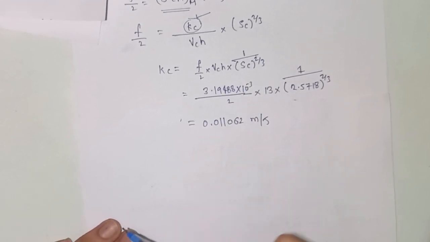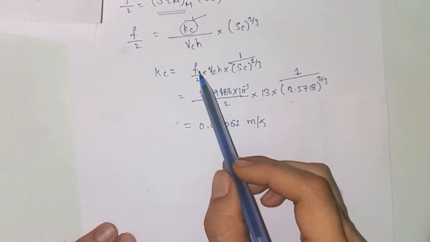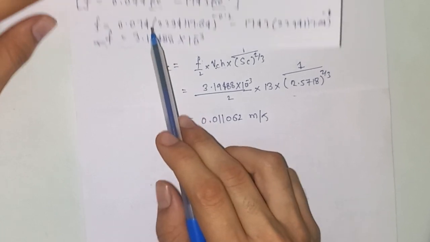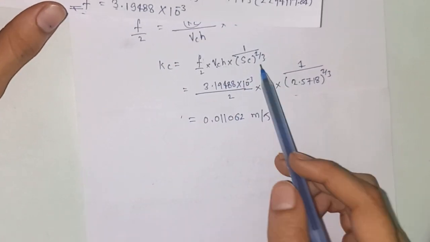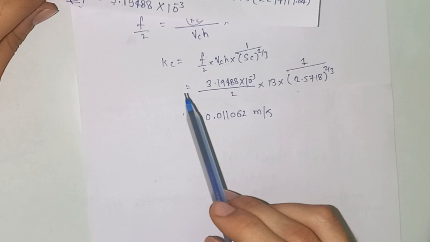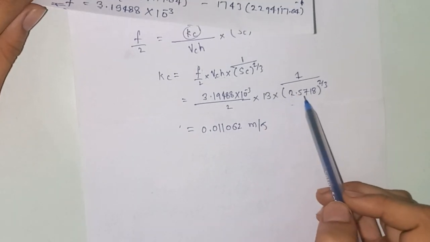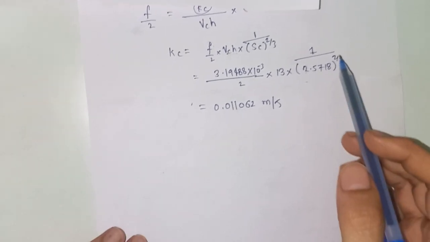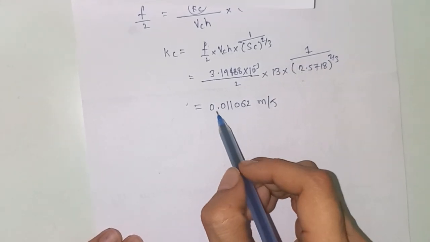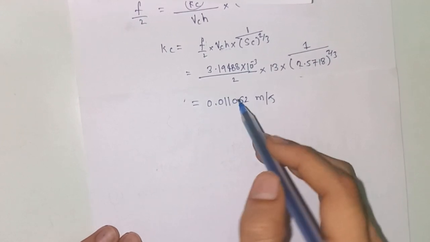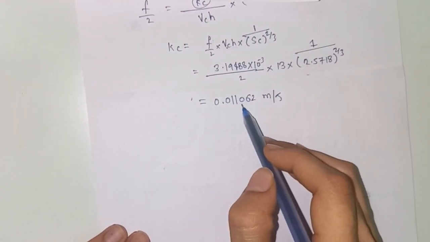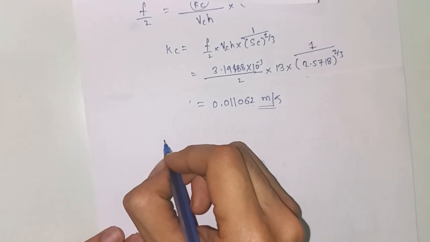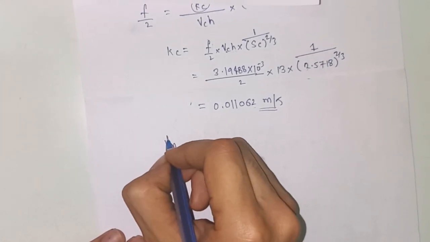Now we already know all the things: the characteristic velocity, the friction factor we have already found in the previous part, and the Schmidt number we have already calculated in the previous part, that is 2.5718 to the power 2 by 3. So just calculating all these values, we get our answer for Kc, the mass transfer coefficient, as 0.018062 meter per second.